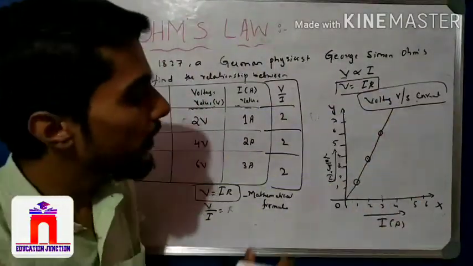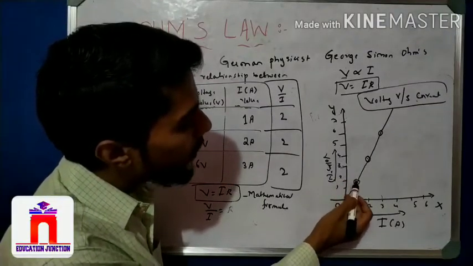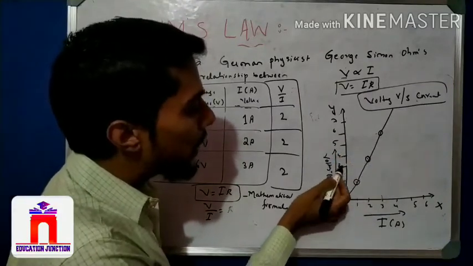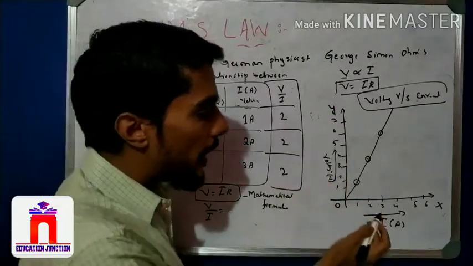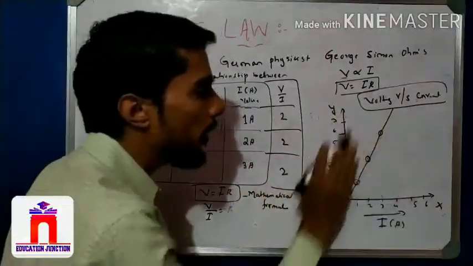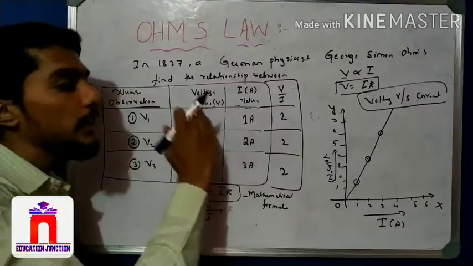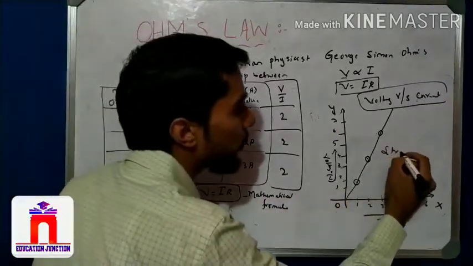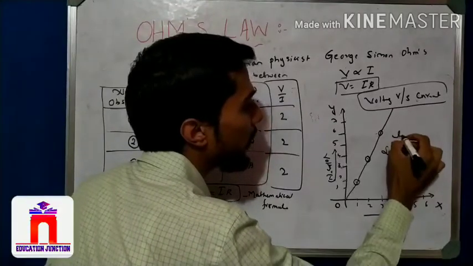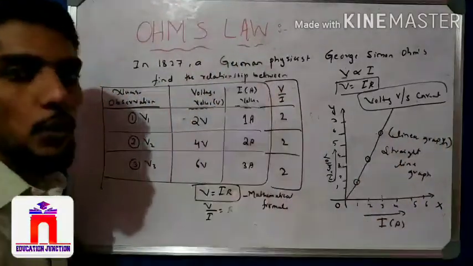Now how do we read the graph? Whenever we increase the voltage, 2 volt, 4 volt and 6 volt, along the y-axis, the current on the x-axis also increases. This is Ohm's law, and it is proved by the graph. So which type of graph do we get for Ohm's law? We get a straight line graph, also called a linear graph. This is Ohm's law, students.